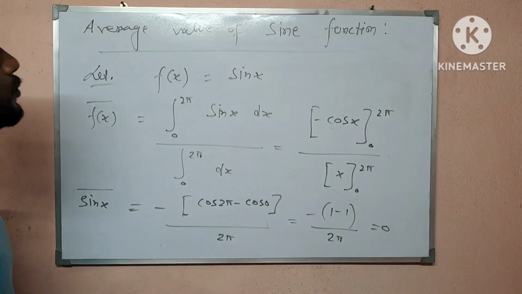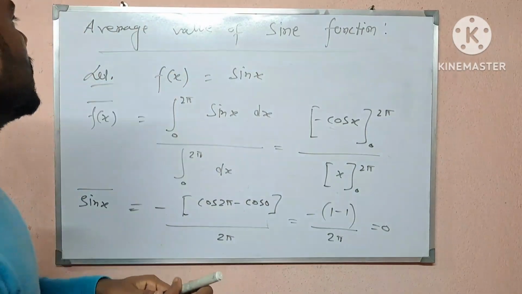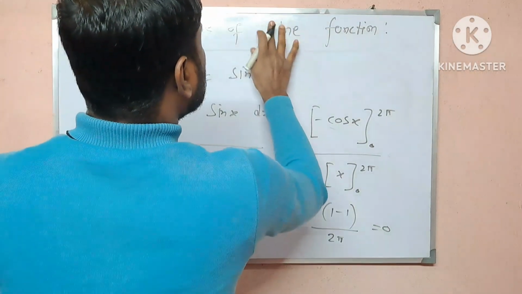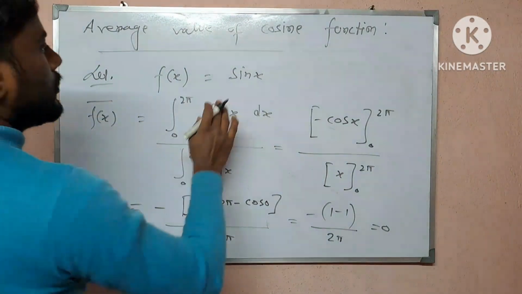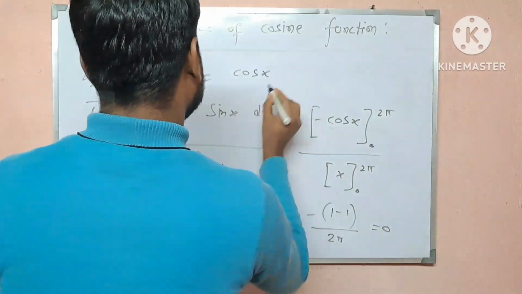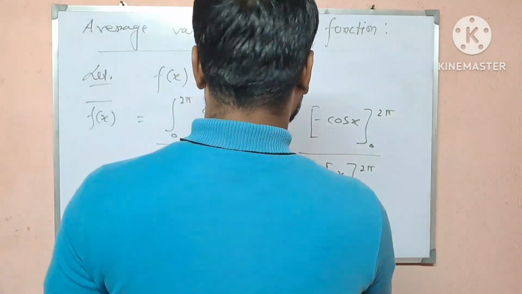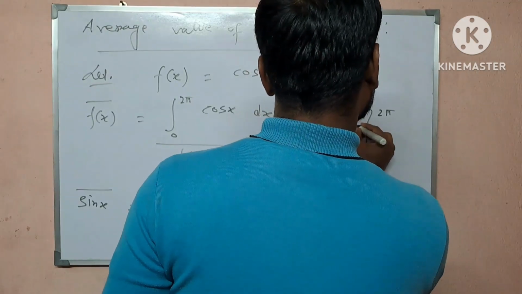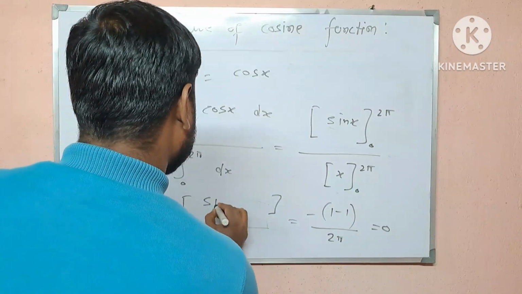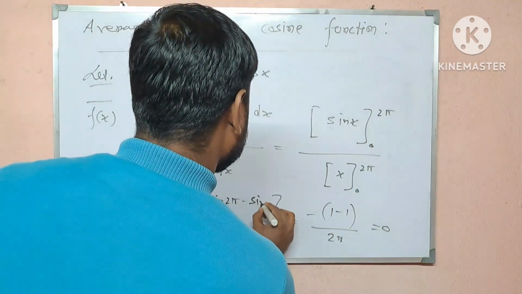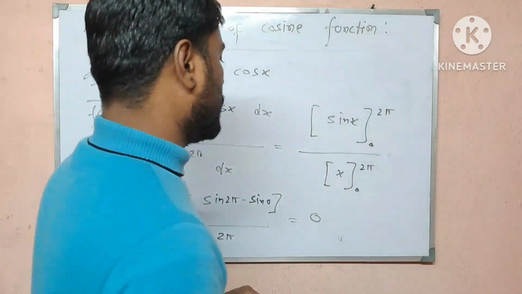Just imagine what the average value of the cosine function in full cycle will be. Let us calculate it. We will consider f of x equal to cos x, and we will use the same rule. If you integrate cos x, the result will be sin x, and the denominator will not change. So the value will be sin 2 pi minus sin 0. Here the value will be 0 because sin 2 pi is 0 and sin 0 is also 0.